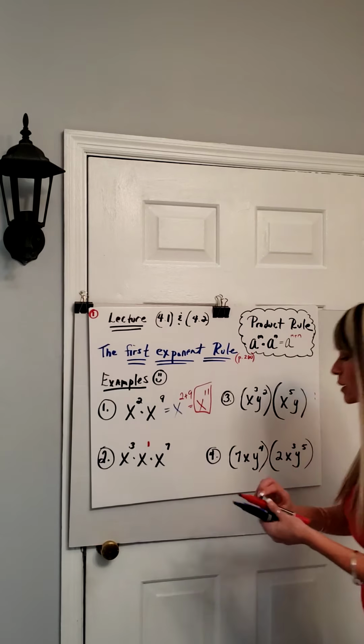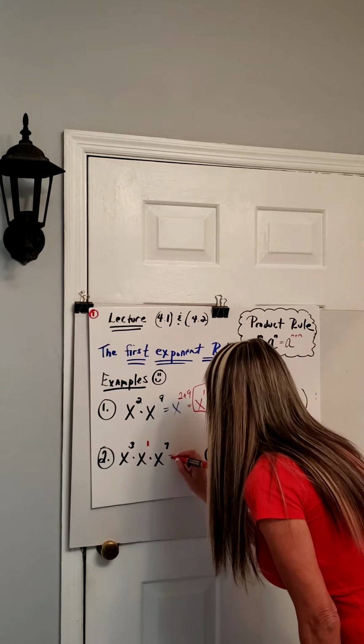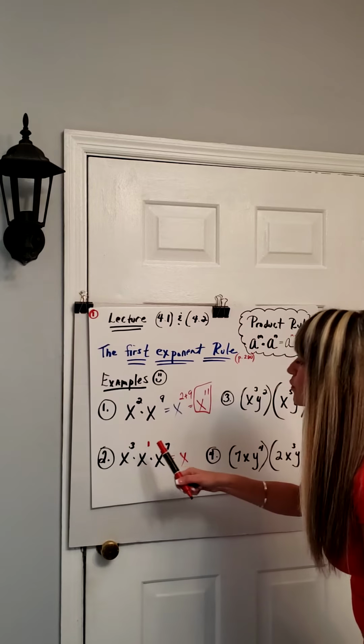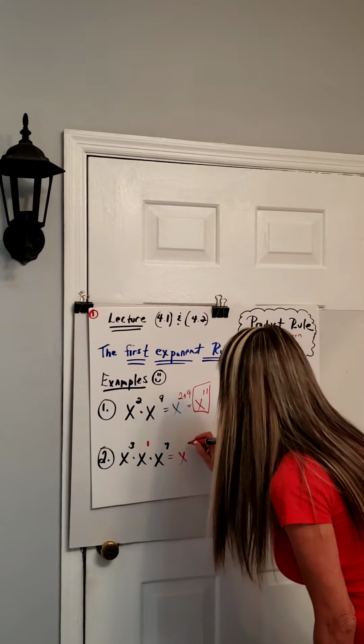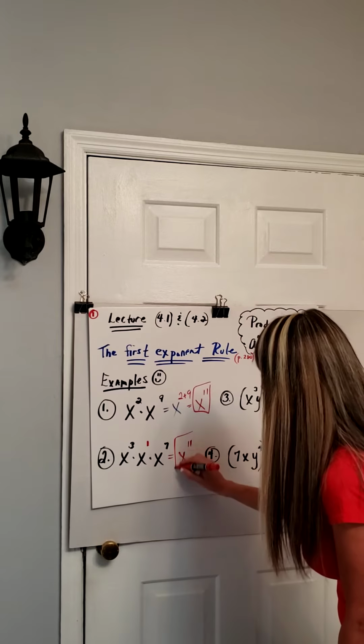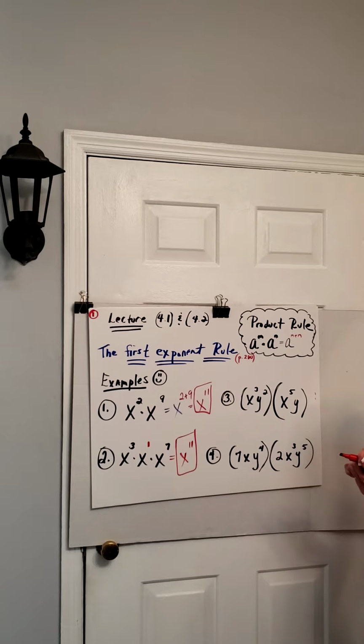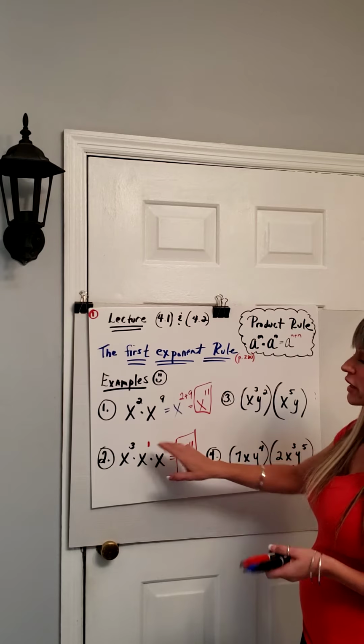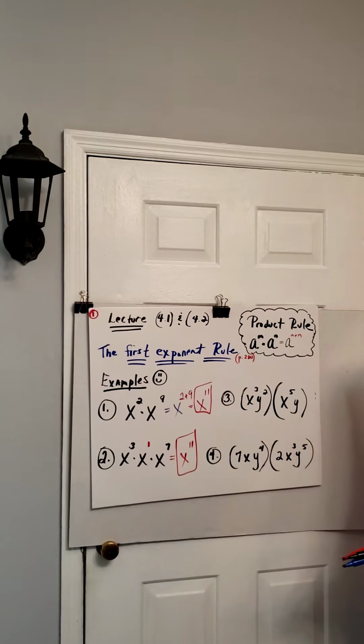All right? So if they want me to multiply these out, I would keep my base of x. 3 plus 1 plus 7 is 11. Look at that, it's a coincidence. And that's all it is, a coincidence. Okay? So the moral of the story here is we want to put that 1 in if we don't see it. It'll just make life easier.